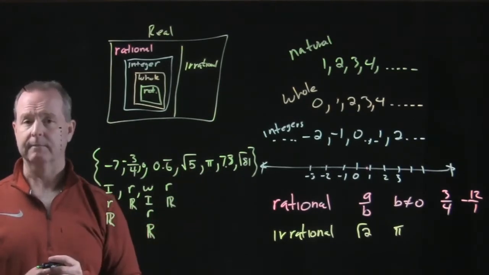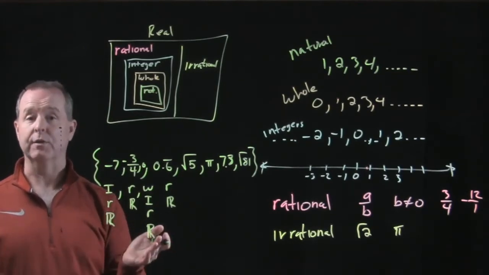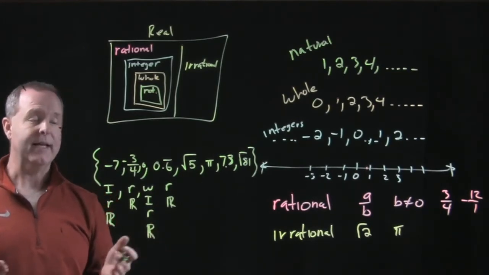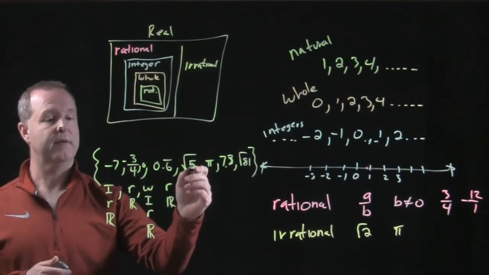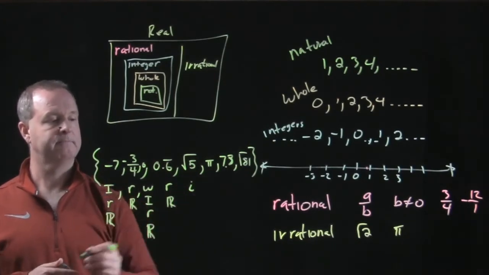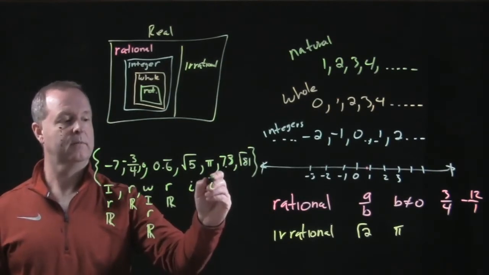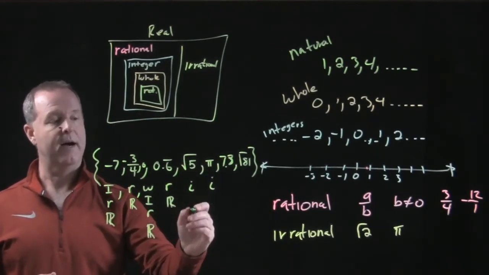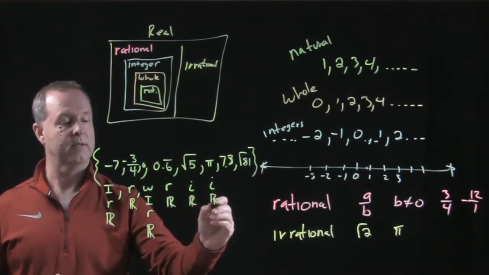Square root of 5. Square root of 5 is a number that's not rational. It means I cannot create it into a rational fraction or a rational expression. So this one's part of the irrational, and I'll make that one a little i. Pi, likewise, is an irrational number. Root 5 is also part of the reals, and the pi is also part of the reals.